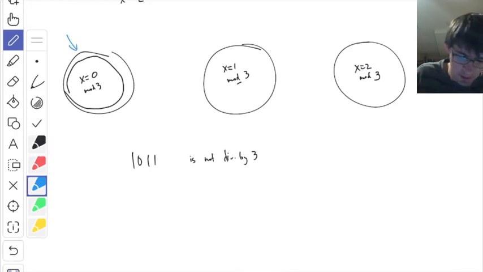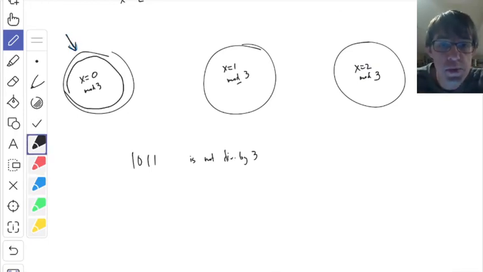The starting state should be here also. That's because the empty string, which is kind of where we begin with no letters, it doesn't make sense to think of it any other way. It should be interpreted as the number 0, which is divisible by 3.